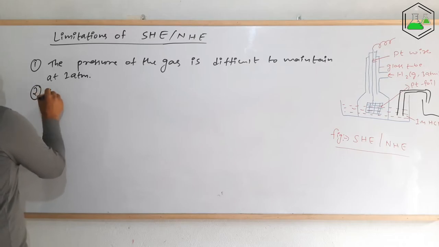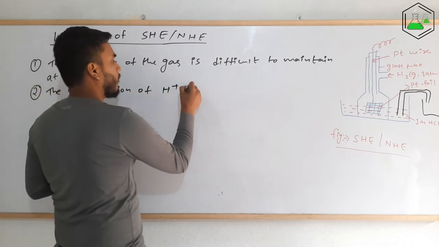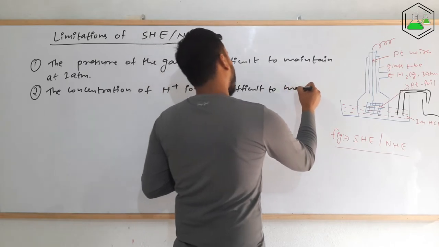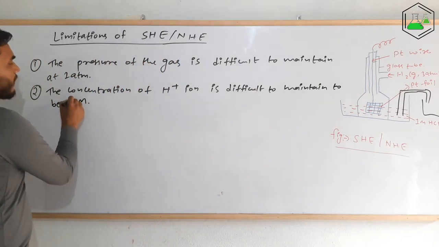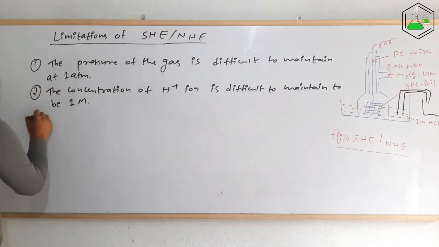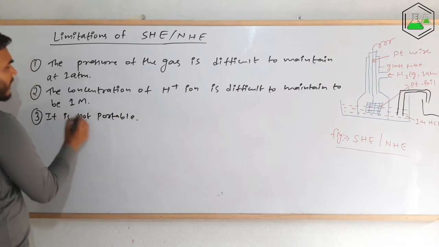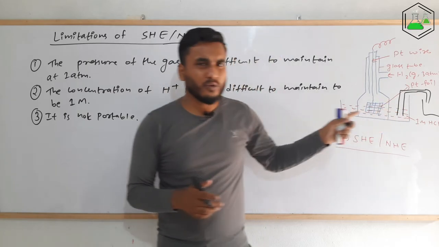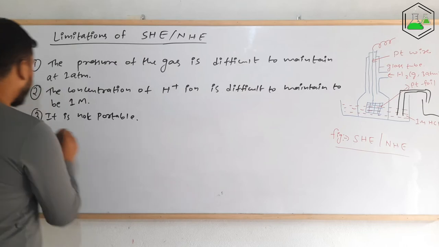Similarly, another limitation is that the concentration of H+ ion is difficult to maintain at 1 M. Obviously it is very difficult to maintain the concentration of hydrogen ions at 1 M. This is another drawback. Similarly, it is not portable. It is very difficult to move it from one place to another. The reason is that its size is a little bigger and there are chemicals being used over here. That's why it is difficult to transfer, and it is not portable. That is another drawback.